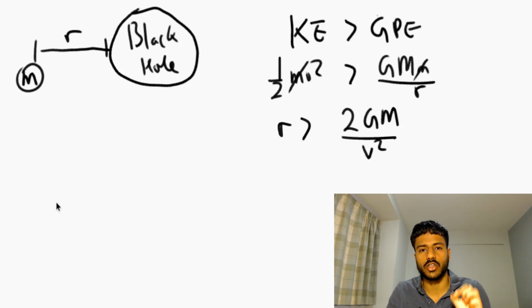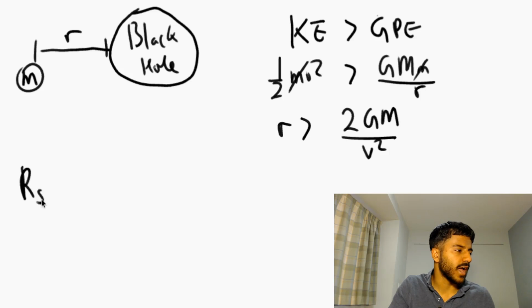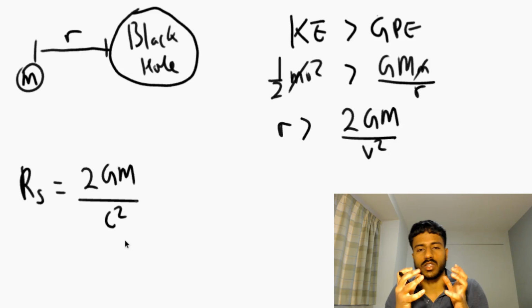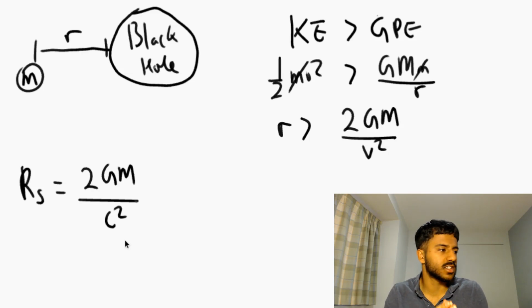So the minimum distance that you can stay from a black hole without getting sucked in is given by Rs equals 2GM over c squared, where c is the speed of light. So only light that is a distance greater than 2GM over c squared can escape from the black hole.